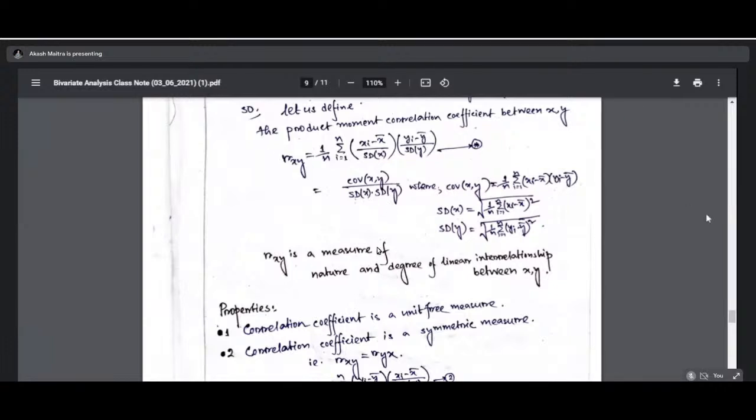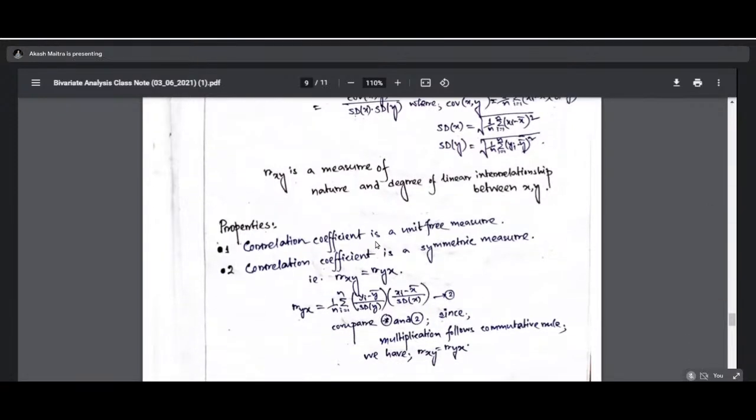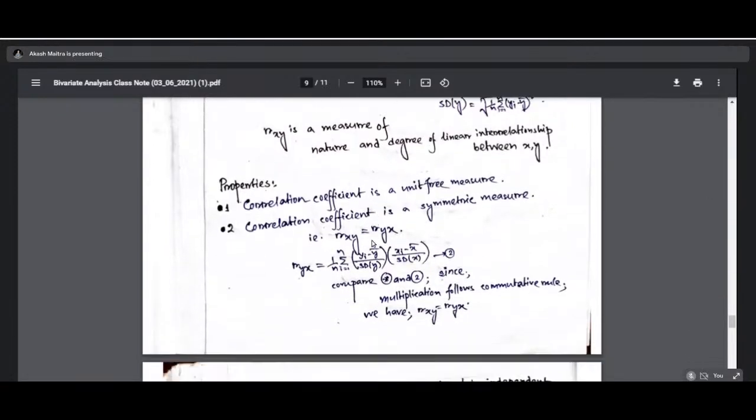So cancelling each out, Rxy is a unit free measurement. Property 2: the correlation coefficient is a symmetric measurement, that is, Rxy equals Ryx.